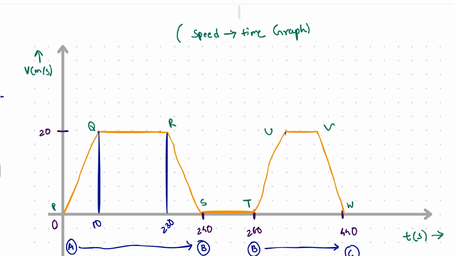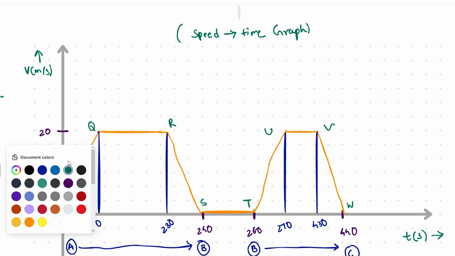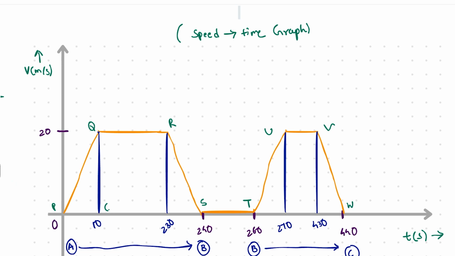Similarly for this curve, at this point it is the first 10 seconds for this journey, so this is 260 plus 10, that is 270, and this is the final 10 seconds for this journey, that is 440 minus 10, that is 430 second mark. Now, let me just name these points as Q dash, R dash, U dash, and V dash.